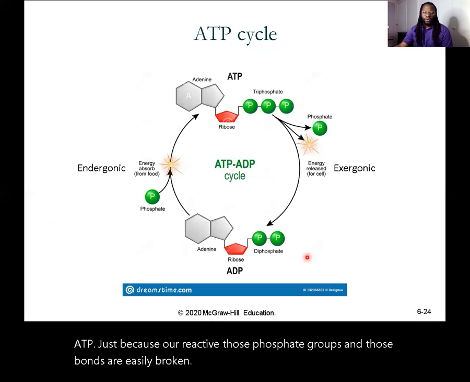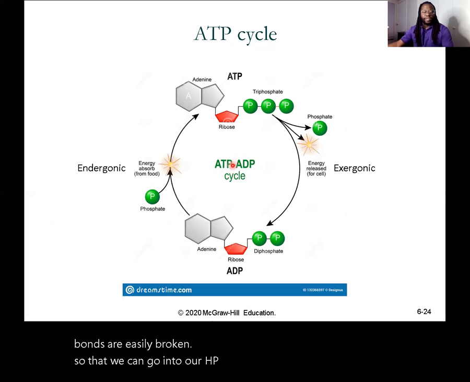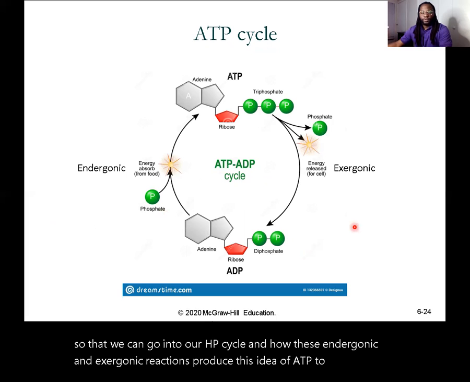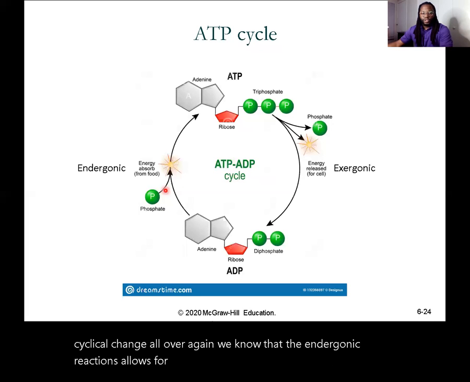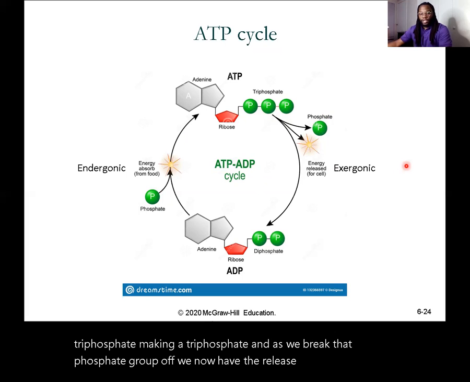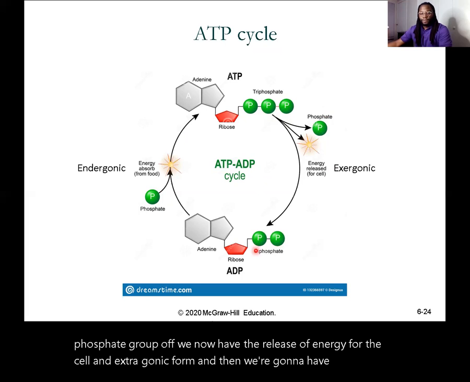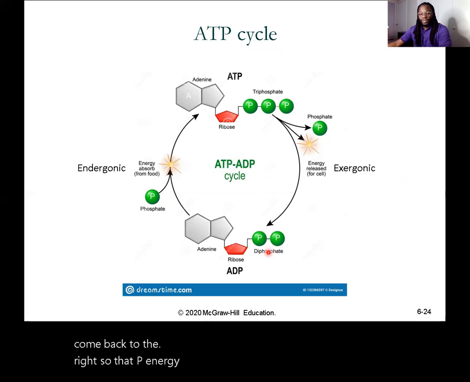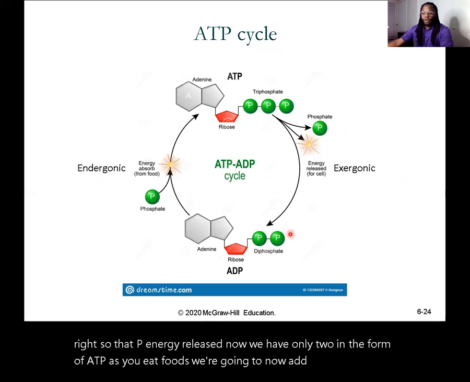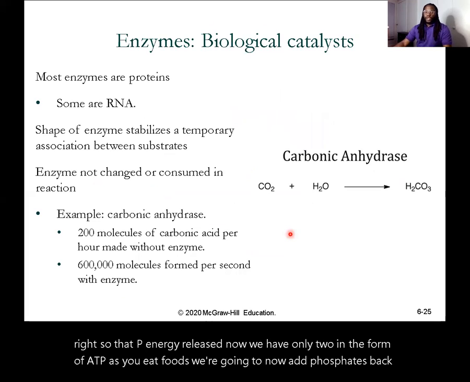So with that, we can go into our ATP cycle and how the inorganic phosphate and ADP change cyclically all over again. We know that as we break that phosphate group off, we have the release of energy come back to the ADP, right? So that energy, as we eat foods, we're going to now add phosphates back into our diet.